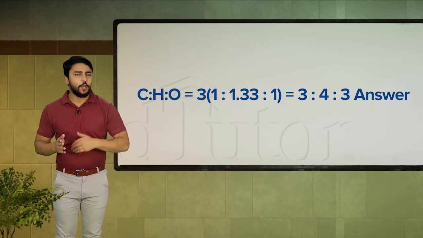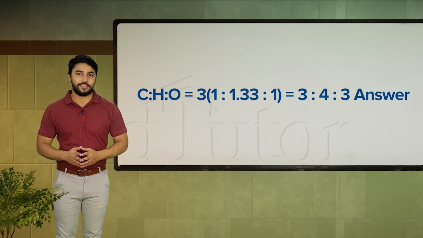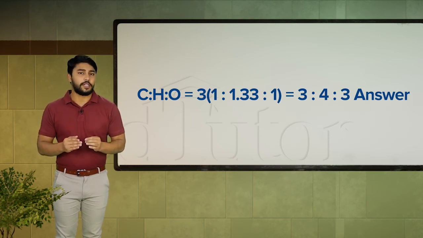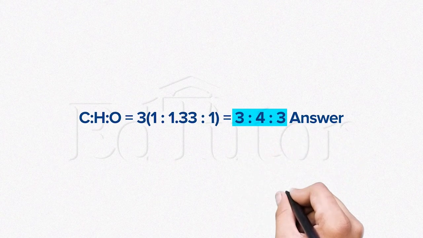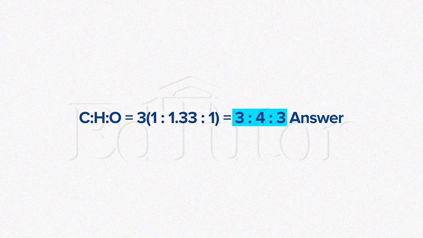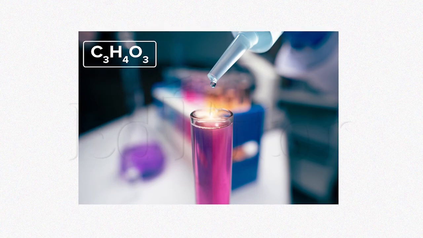As discussed earlier, we need to find a suitable whole number to transform these values into whole numbers. In this situation, the suitable digit will be 3. So, we will multiply this whole ratio with 3. That will result in 3 to the ratio 4 to the ratio 3. This means once these numbers are written in subscripts, the empirical formula of ascorbic acid will become C3H4O3. Folks, this process might involve several steps and appear lengthy, but it is actually quite straightforward, isn't it?